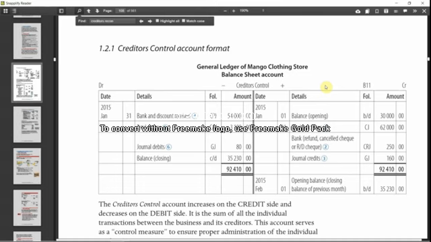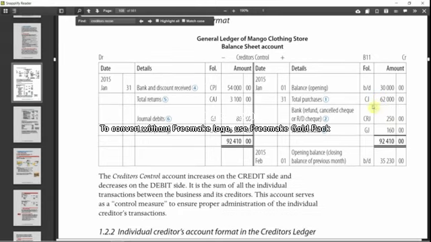So let's look at the structure of the creditors control account. We know it's a liability, so it's in the balance sheet account section. Liabilities, we know from our accounting equation, increase on the credit side. So we will have balances on the credit side, and everything that we purchase on credit, we will also record on the credit side because we are going to owe more money to our creditors.